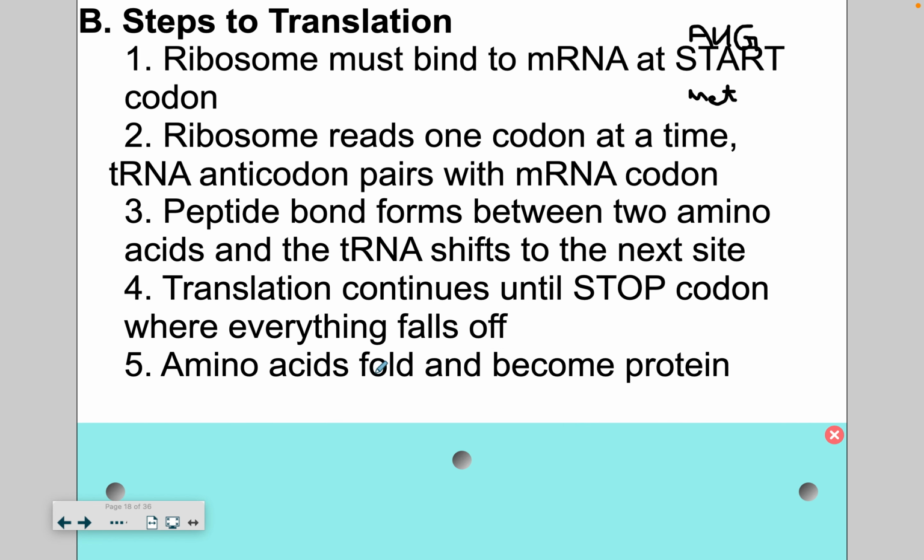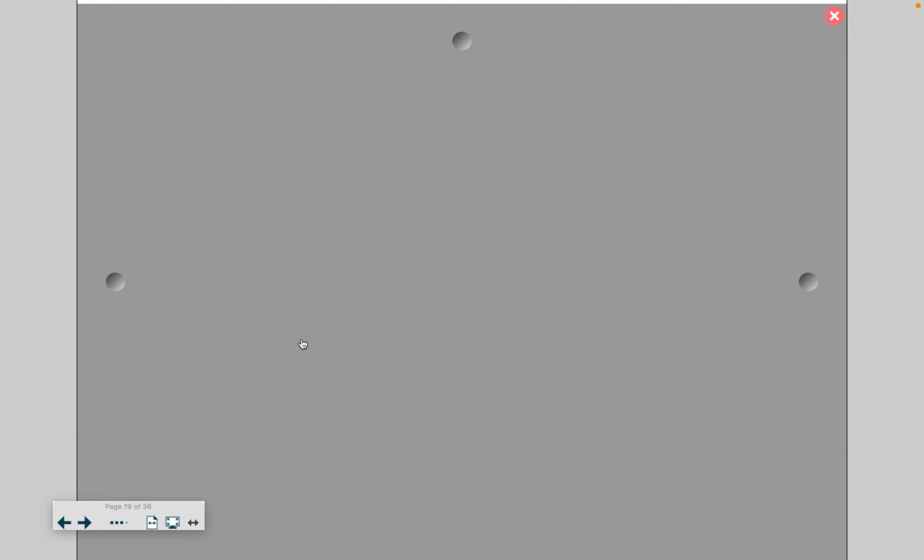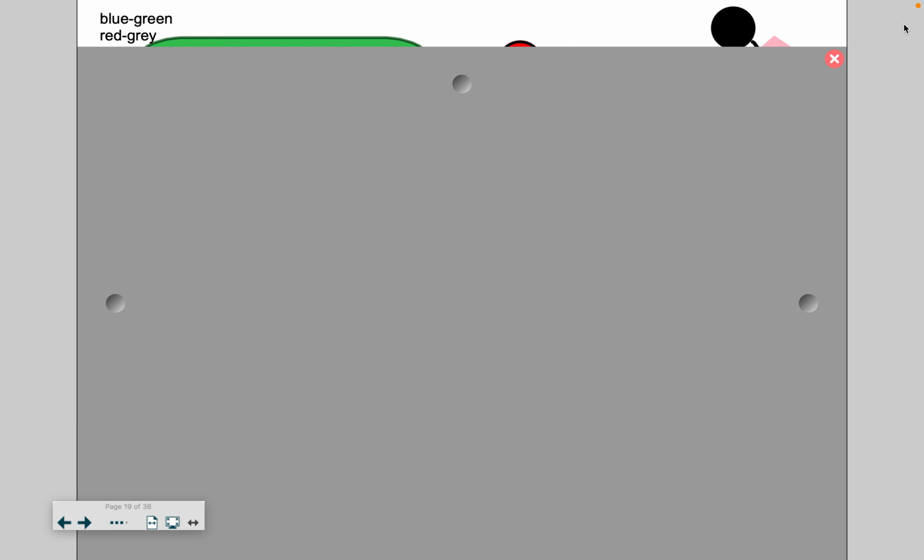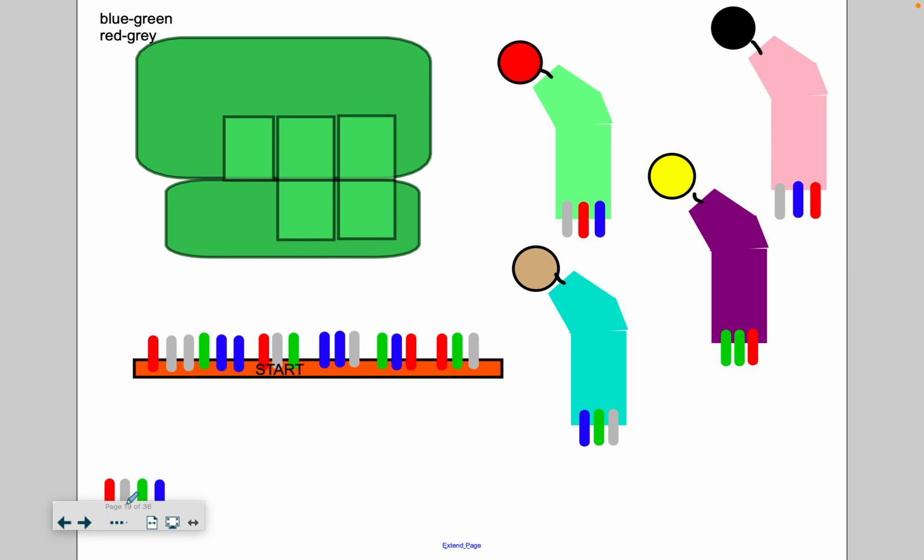And then you end up with your amino acids that fold and become the protein. Now, all those words, gobbledygook, probably don't make any sense, but you know me, I like to model this process, okay? So I think I've done a really good job here. So let's just talk about our characters, or our players here.